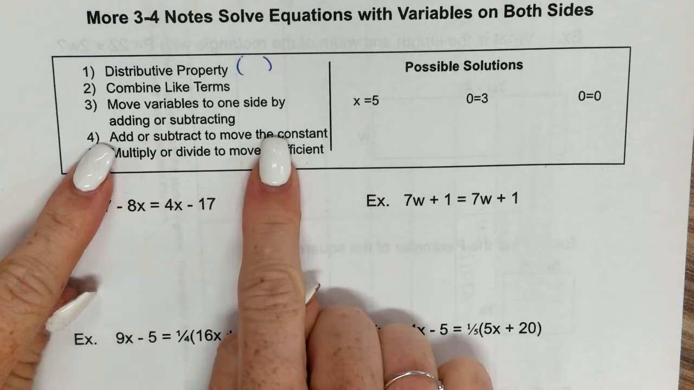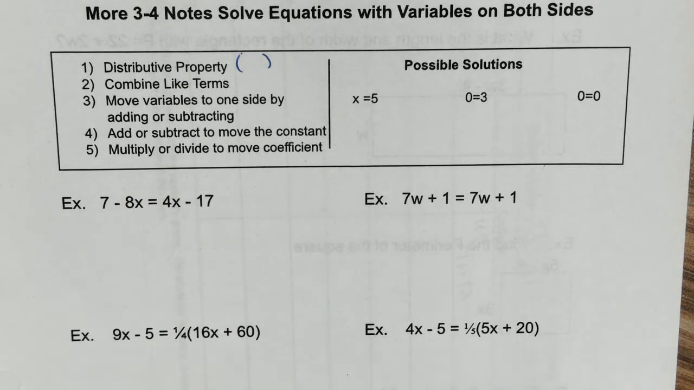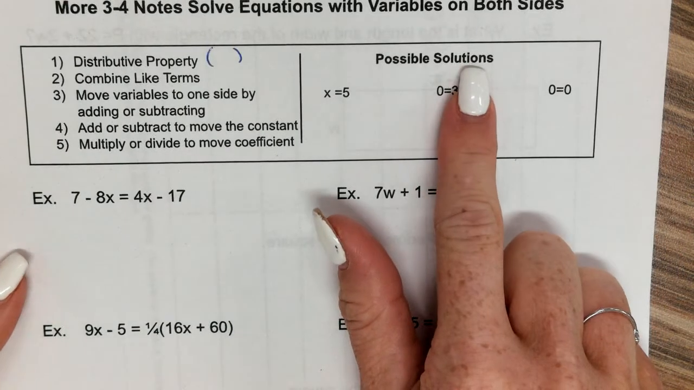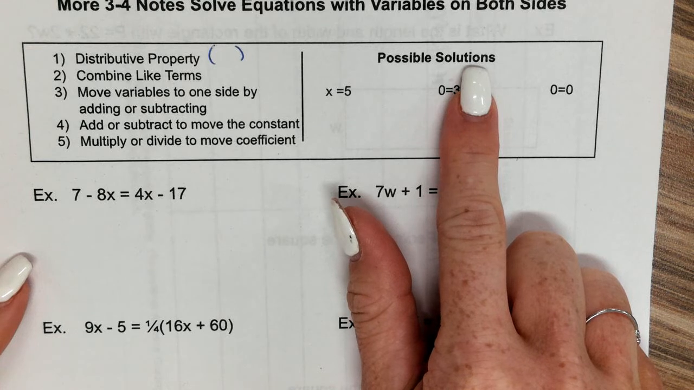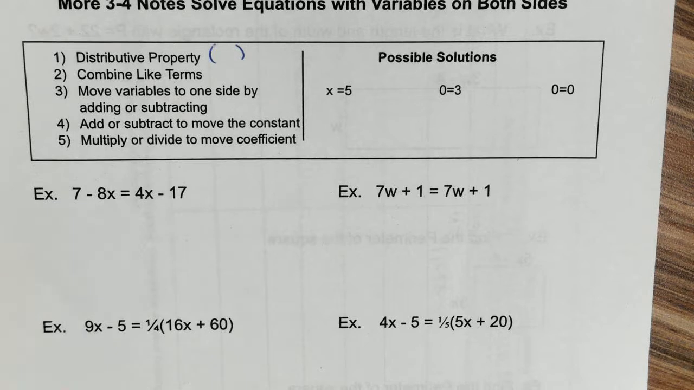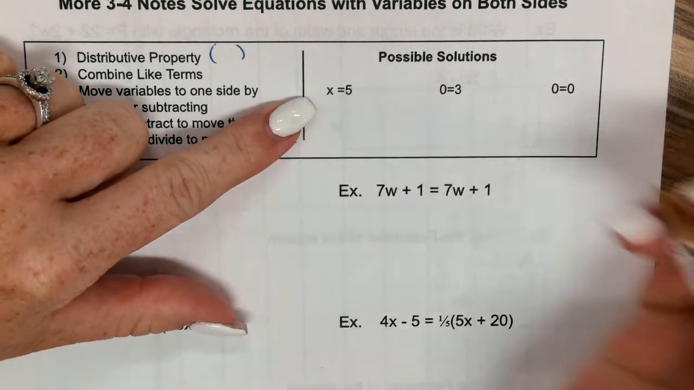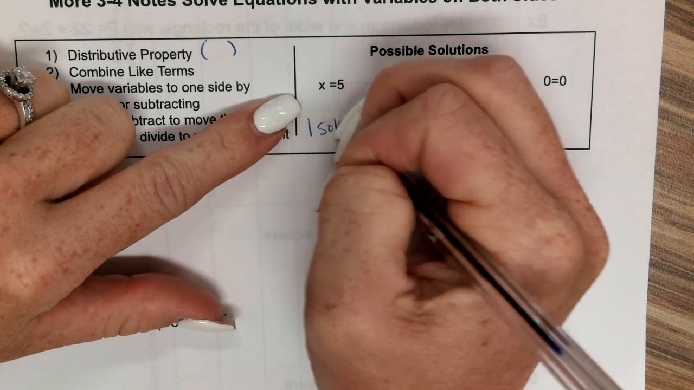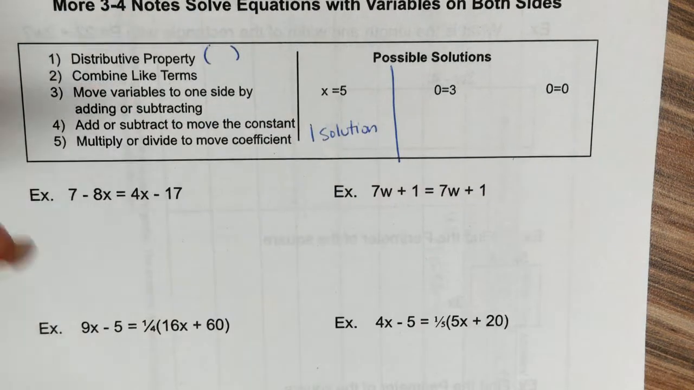Then we're going to add or subtract to move the constant. Then we're going to multiply or divide to move the coefficient. Are we good? These are your possible answers. Remember that I told y'all there's special equations yesterday, yes? There are special equations. This is a normal equation. This is just one answer. So, one solution. That's your most normal equation, that you just get a solution.